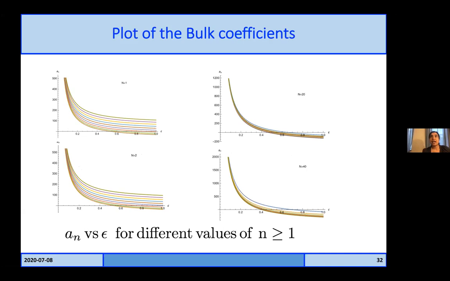Now, I don't have anything concrete to say about this at this point. But in principle, since we know the correlator up to order epsilon, one can actually compute one more order of this coefficient and try to see how this goes. So it would be interesting to see why this starts becoming negative at some value of epsilon.